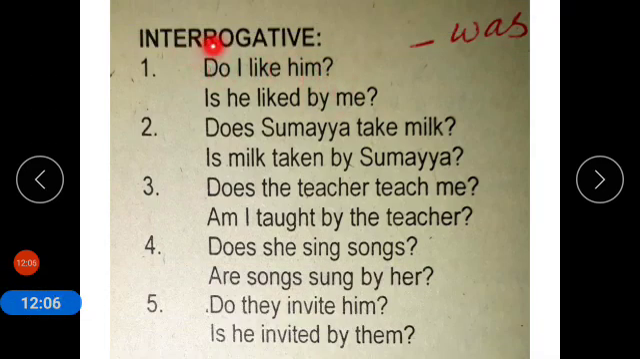So first of all we will use the helping verb is instead of do. Then I is subject and him is object. So we will take the object as a subject and him will change into he. Then we use the third form of verb, liked. Then we use by, and then the subject will be changed into object. I will change into me.